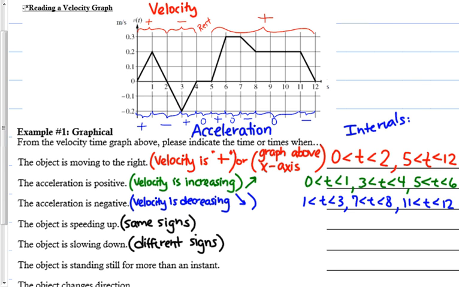Okay, so now that I have it all mapped out, what I'm going to do is compare. For the first one, where it says the object is speeding up, I'm looking to see where the signs are the same. So I'm going to compare my pluses and minuses up here to my pluses and minuses down here. Obviously, in the first interval, from 0 to 1, velocity is positive all the way to 2.